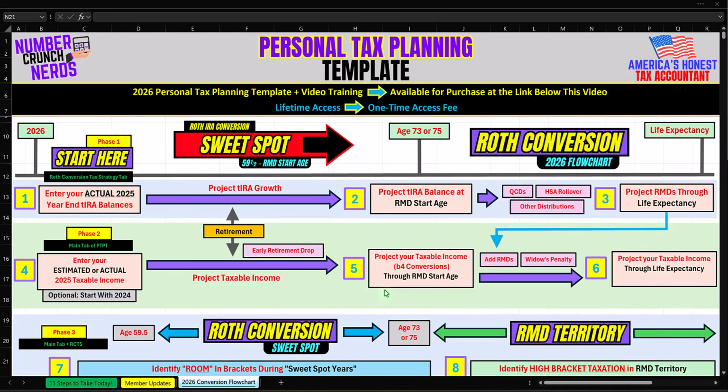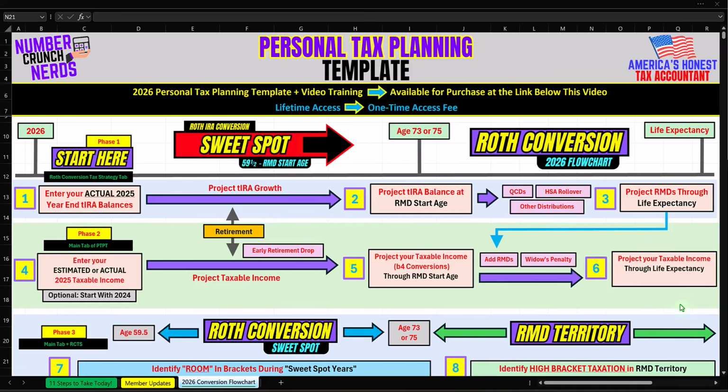Then we arrived at our projected taxable income all the way through the RMD starting age before considering Roth IRA conversions. We added in our RMDs, which were calculated up here in phase 1. We considered the impact of widow's penalty, and now to get to the halfway mark, we should have our projected taxable income going out through life expectancy.